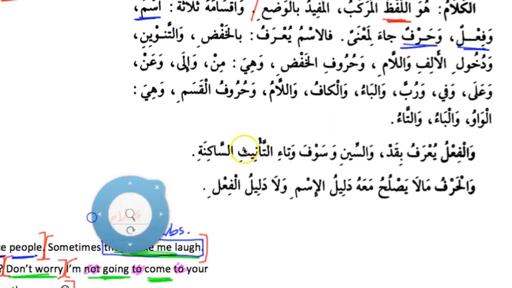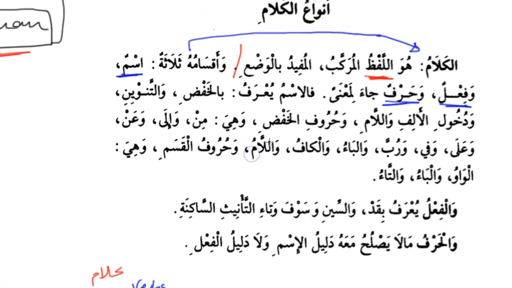Okay, so let's go back to this then. Make sense, guys? أقسامه ثلاثة means that its types are three. Every word in the Arabic language is either an ism, a fi'l, or a harf. It cannot be a fourth one. So does everyone understand up to there? Everyone seems to be happy with that? Hope you guys are happy with this. Inshallah.